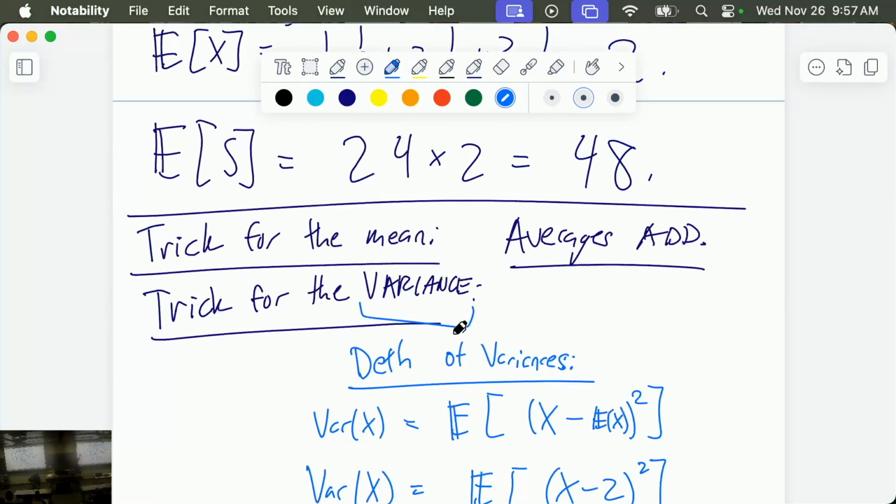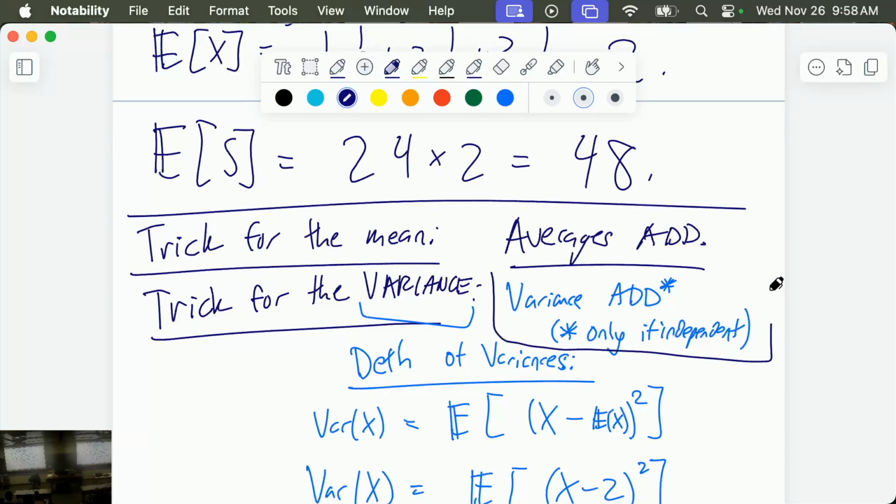And the way I would summarize this is, the trick for the mean is that averages add, and the trick for the variance is that variances add. Variances add. And I will add a little important star, and the star is only if independent. Only if independent. So averages always add, but variances add for independent things.